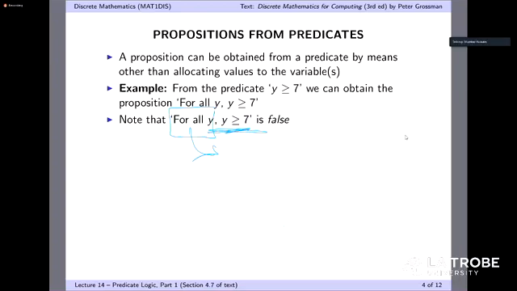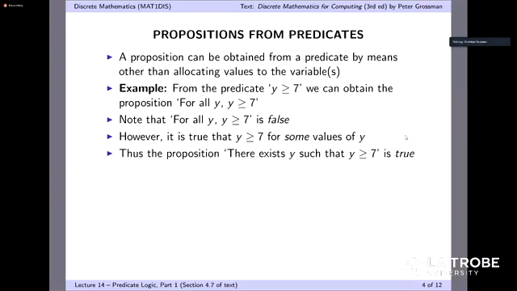So instead of for all y, if I say there exists y such that these are greater than or equal to 7, this is a true statement. Because there are some y's which are greater than 7. There are some real numbers which are greater than 7. So it is true. Just like it is true that y is greater than or equal to 7 for some values of y, or there exists y such that this is true.